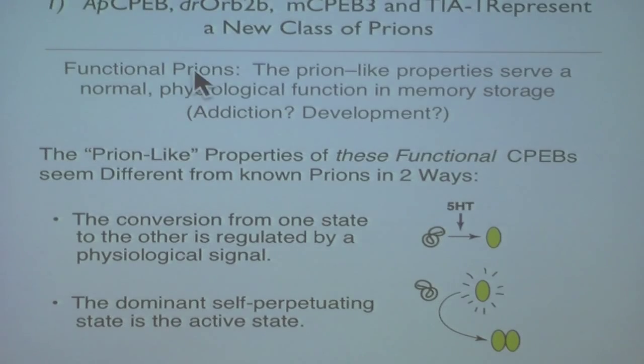And the simple point I want to make is that we have very good evidence that Aplysia CPEB, Drosophila Orb2, the mammalian CPEB3, homologue of CPEB in Aplysia, and TIA represent a new class of prions. They differ from pathogenic prions in two fundamental ways. One is there's a physiological signal that regulates it: serotonin in Aplysia, glutamate in mammalian brain, and fear in post-traumatic stress disorder. Moreover, the dominant form is self-perpetuating, as is the pathogenic form, but it has a physiological function.